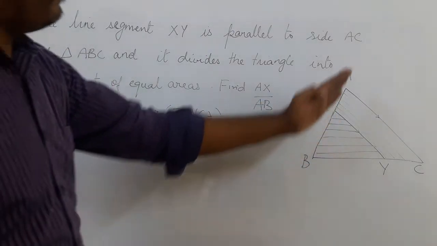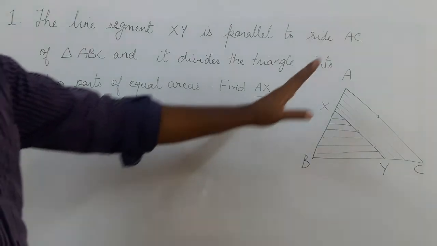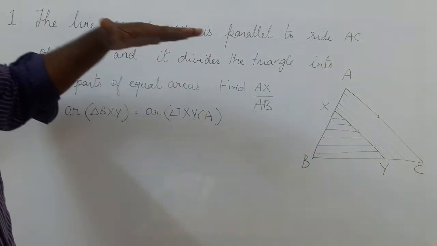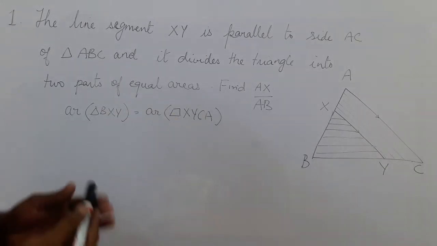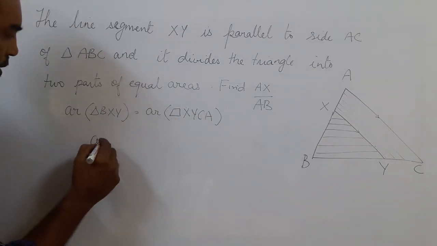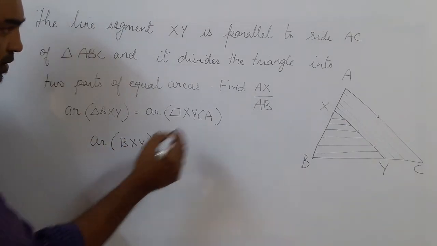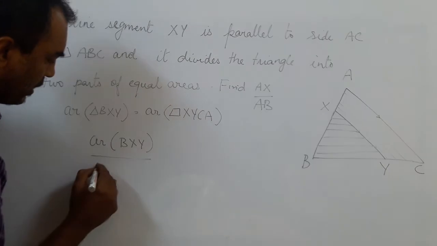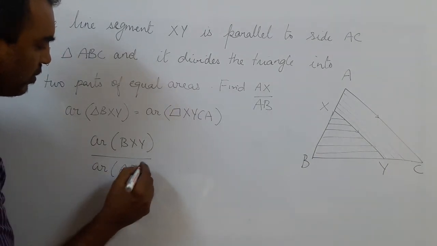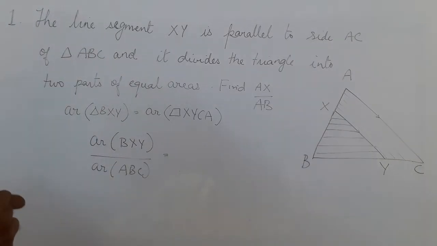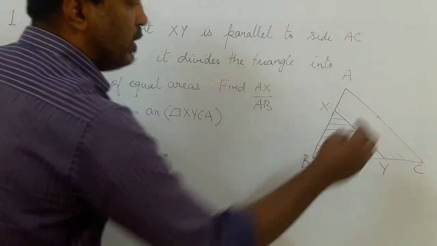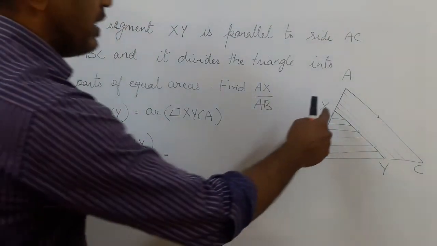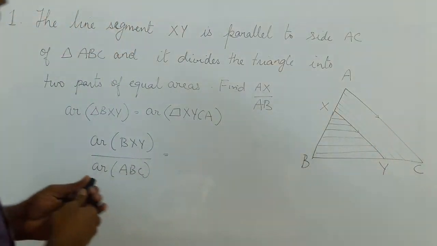Initially we had a triangle ABC. The line XY divides the triangle into two parts with equal areas. So if I write the area of triangle BXY, that is the smaller triangle, and the area of triangle ABC, the bigger triangle, what should I get? You understood? This area and this area both are equal. But now I am taking the triangles: the smaller triangle BXY and the bigger triangle ABC.